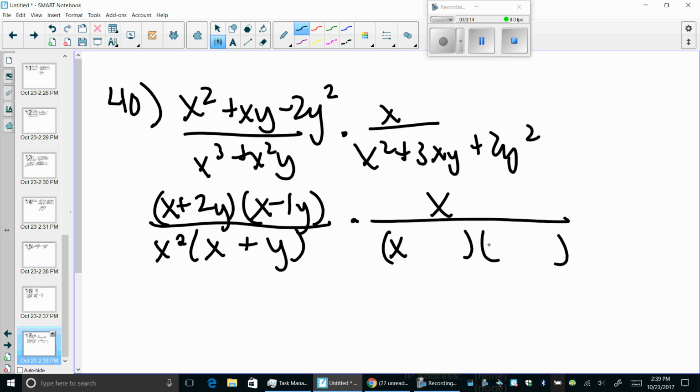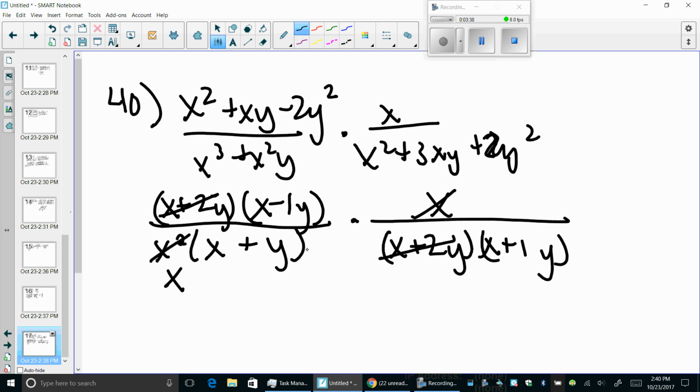Same thing here, it needs to be an x, and it needs to be a y, and the numbers with the y need to multiply to give me a 2, and add to give me a 3. So it's going to be a 2 and a 1. All right, anything in common I can cancel would be, I have an x plus 2y and x plus 2y. I have an x here and an x squared here, so I could take that one out and that one out of there, and it would leave me with that.